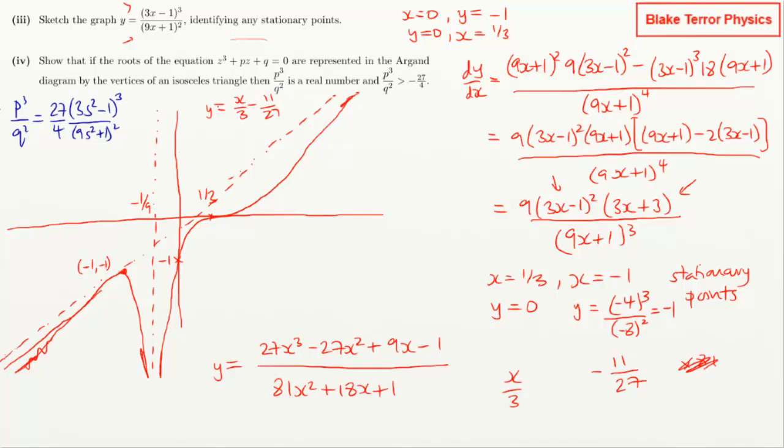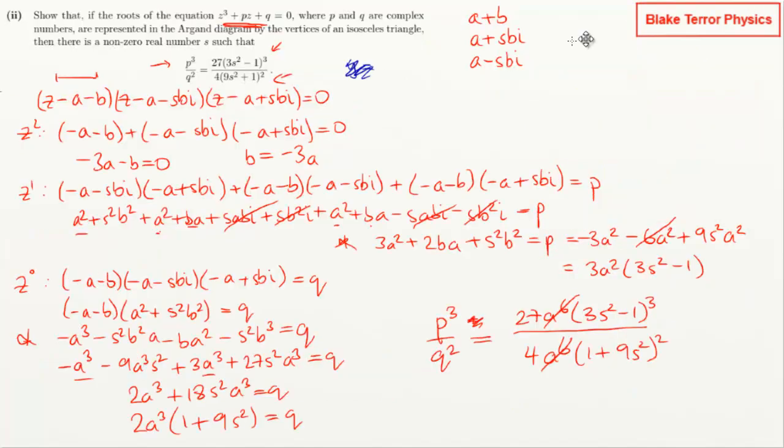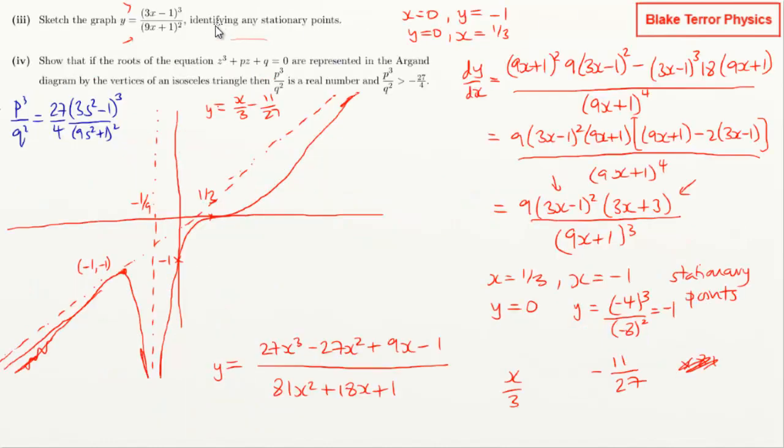Well, that is a real number because s is a real number. Is that all we did here? Right, so show that if those roots are represented in the Argand diagram, yeah, exactly what they're saying here. So what they've said here for part 2 is exactly the condition that we've got here in part 4. So these are the same.